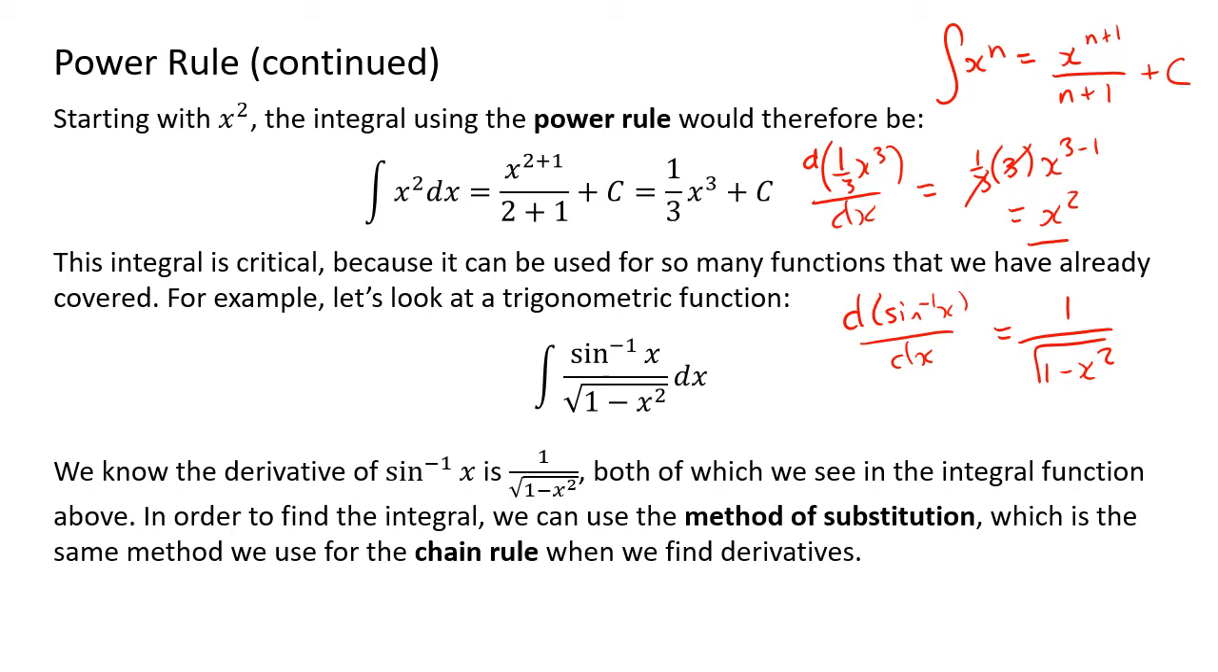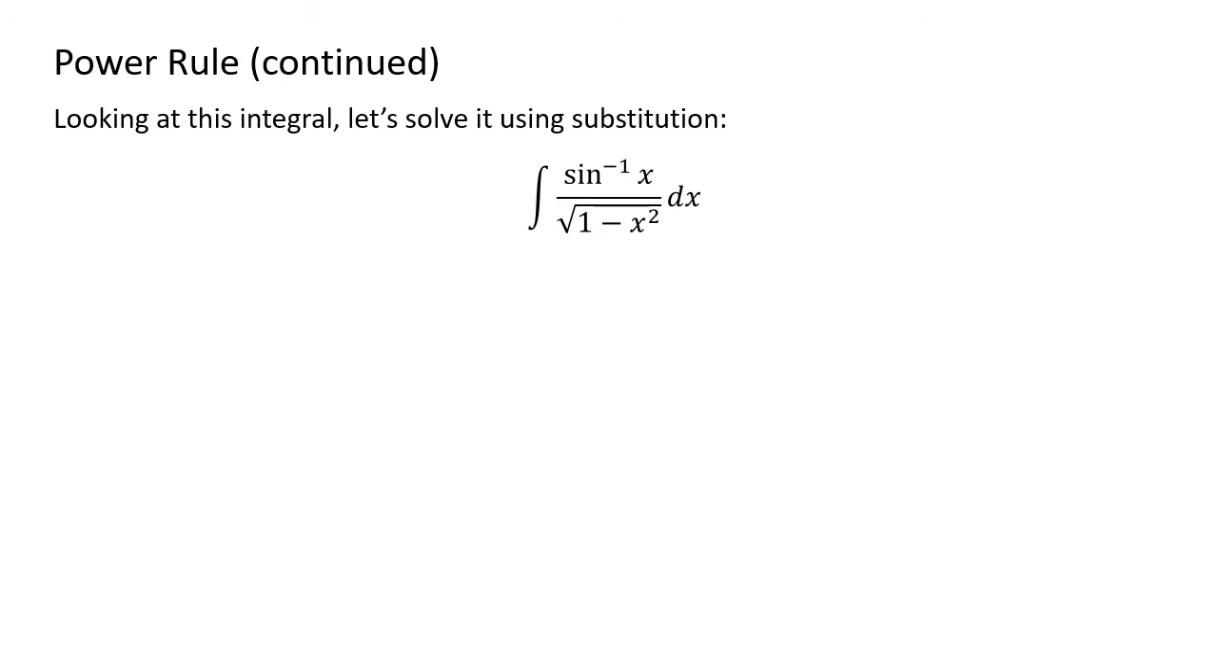You select one of the variables to be your function u, and then for the remainder of it, you try to substitute in du. In this case, if I let u equal sine inverse of x, the derivative of it is 1 over the square root of 1 minus x squared. I'm then going to substitute in a value for du. So I'm going to look at this example. I know I had it on the other slide, but let's go at it from the start, and I'll show you how to do it using substitution.